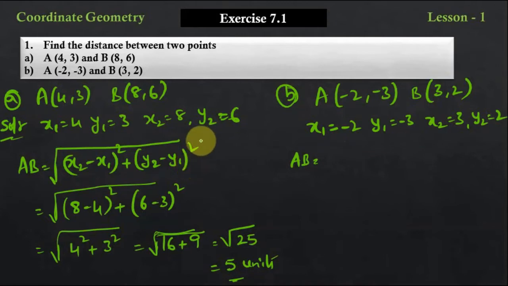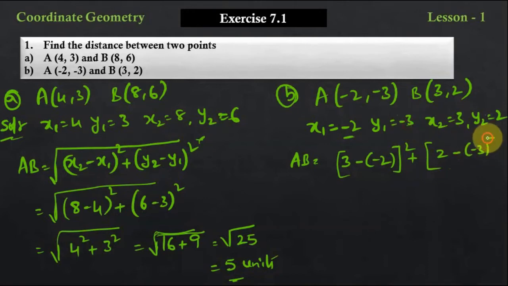See, that formula is there, x2 minus x1. So directly I am writing the values here. x2 is 3, minus, what is x1? x1 is again minus 2. So again you should write in bracket minus 2, whole square, plus y2 minus y1. Here y2 is 2 minus, again y1 is minus 3. That is why I am opening one more bracket, whole square.